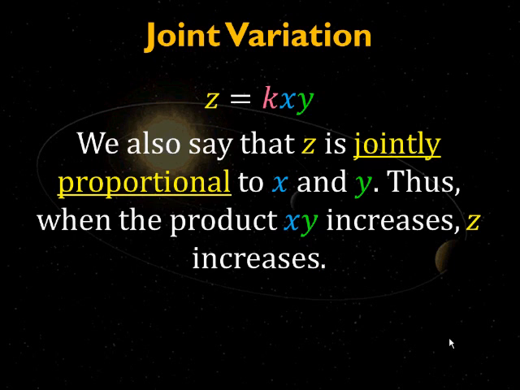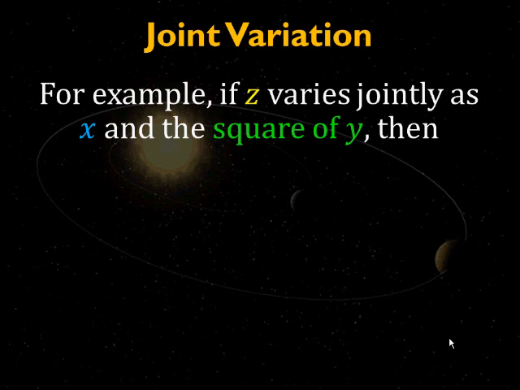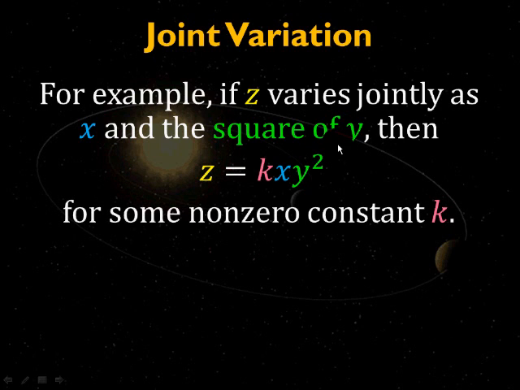Now we can expand this. For example, if z varies jointly as x and the square of y, what would you write? You would write z equals k times x y squared, because now z is jointly proportional to the product of x and the square of y. So z equals kxy squared.